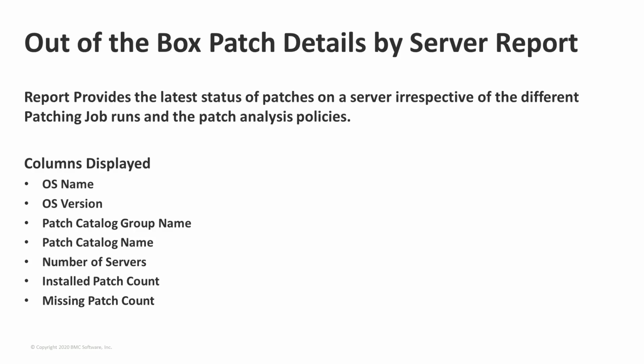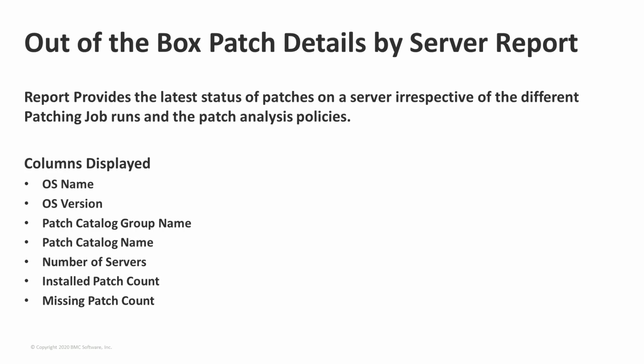Patch domain out of box reports. Let us discuss commonly used patch out of box reports. The patch domain will get the data from the TSSA patch analysis jobs. From the patch domain, commonly used out of box reports are patch detail by server and patch summary by server. The patch detail by server report provides the latest status of patches on servers irrespective of the different patch job runs and the patch analysis policies. This report provides detailed information: catalog name, catalog group name, missing patch details, and installed patch details.